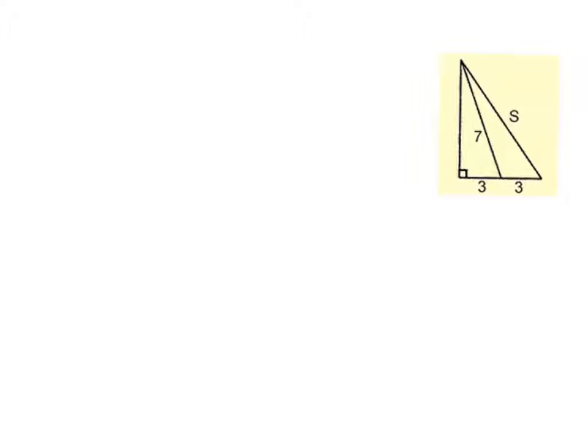Problems involving Pythagoras. Example 1. How on earth do we find the length of side S? Well, the first thing that I'm going to do is to forget about the larger triangle and work with the smaller triangle, which is to say the triangle which has sides 3 and 7.